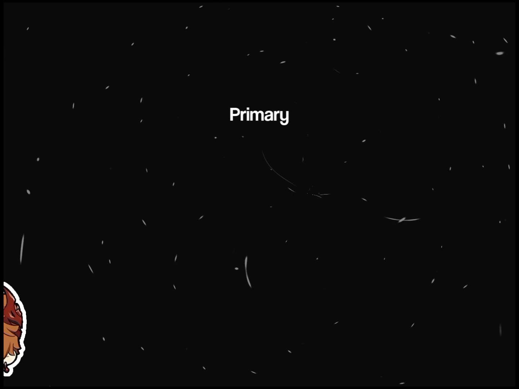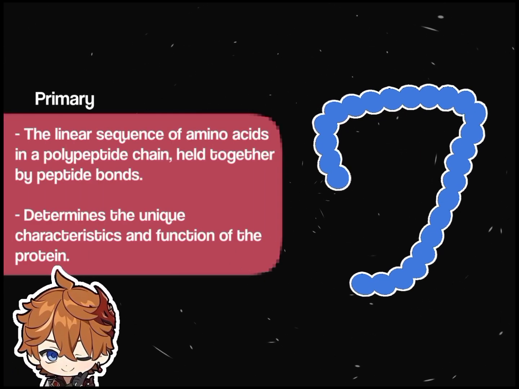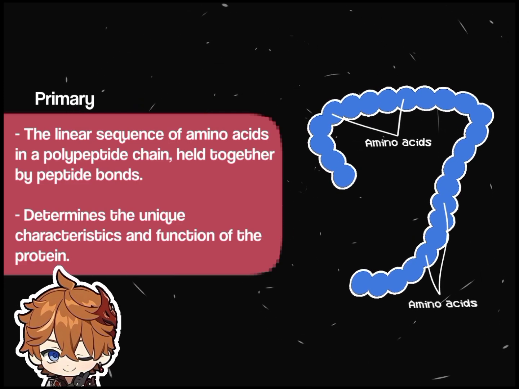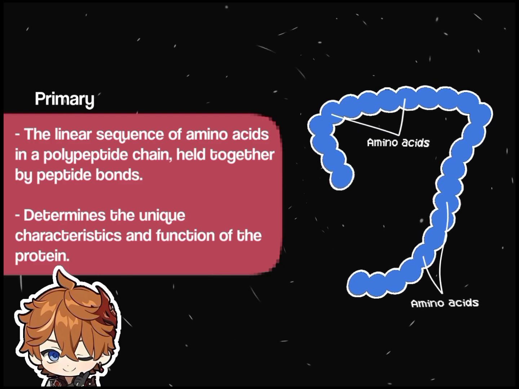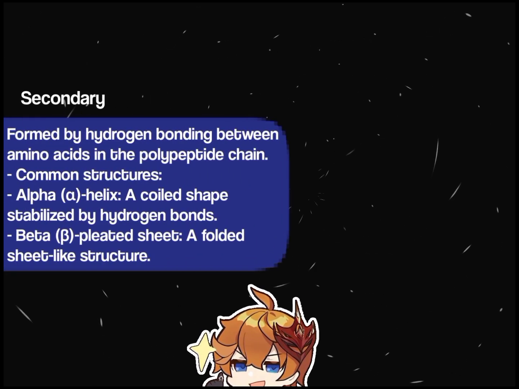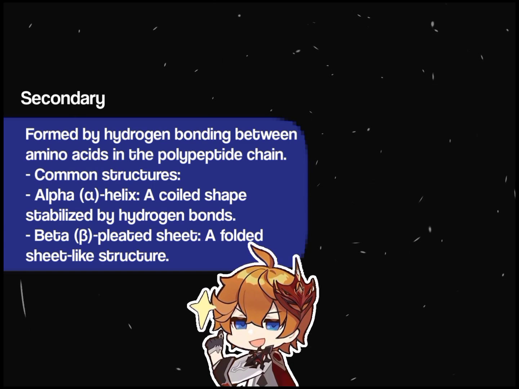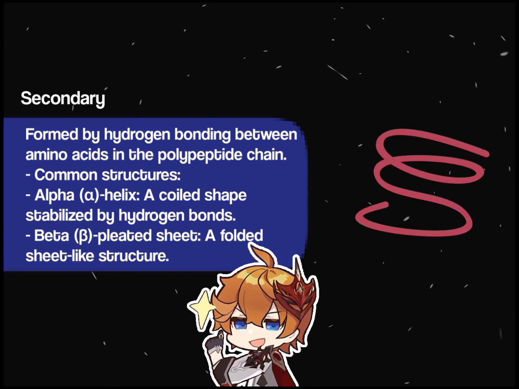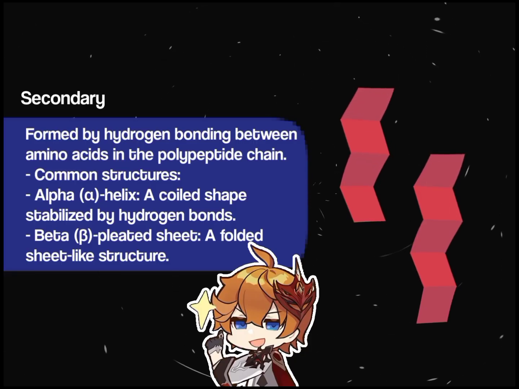Stages of protein formation and structure. First, primary structure. The linear sequence of amino acids in a polypeptide chain held together by peptide bonds that determines the unique characteristic and function of the protein. Second, secondary structure, formed by hydrogen bonding between amino acids in the polypeptide chain. Common structures: alpha helix, a coiled shape stabilized by hydrogen bonds. Beta pleated sheet, a folded sheet-like structure.